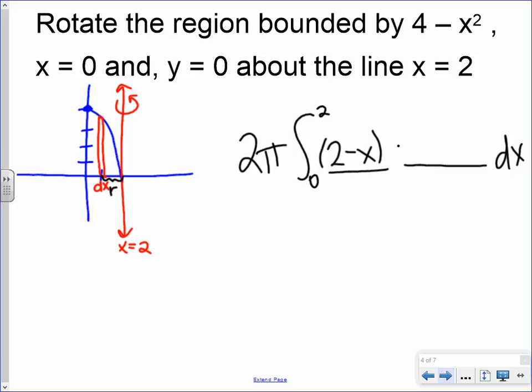Okay. The height of each of those rectangles. Isaac, what would it be? 4 minus x squared. And there's the volume of that rotation. Now, before you start typing into your calculator, if this was a problem that you had to do by hand, what would you need to do? You would have to multiply those two binomials together and then take your antiderivative. Okay? Well, go ahead and use your calculator.